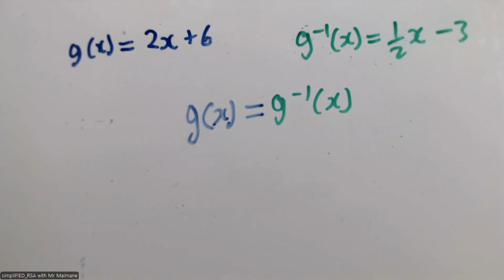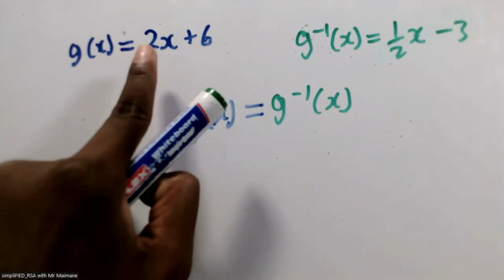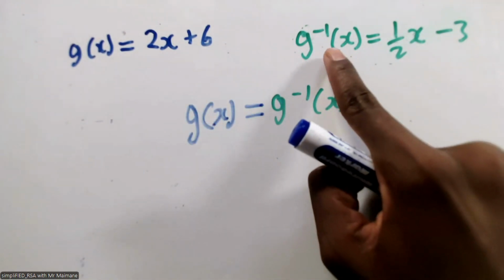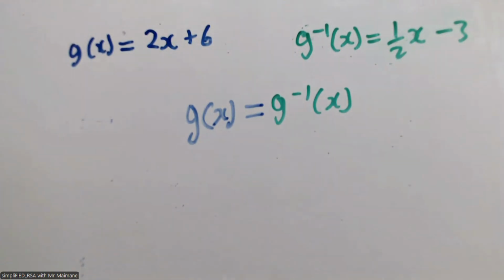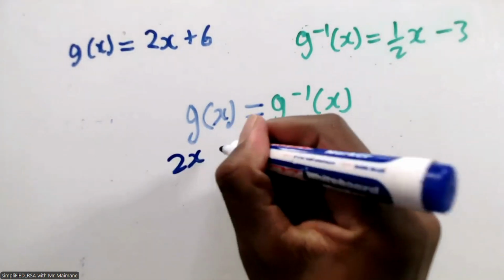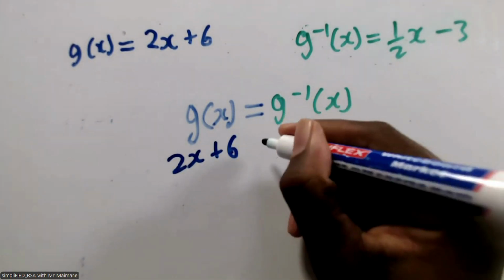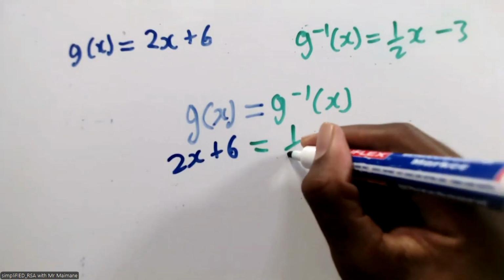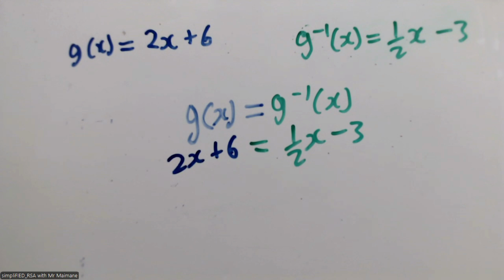What we need to do, if we can see that g of x is equal to that, and we know that g of x is equal to 2x plus 6, and we know that g of minus 1 of x is 1 over 2x minus 3, we can tell that 2x plus 6 should be exactly equal to what we have on the other side. And then from here, what I'm going to do is solve for x to get the value of x at that point. Then I think we can be comfortable with using one color.